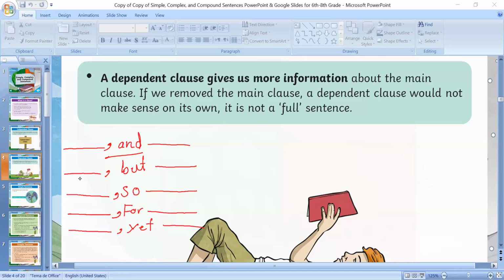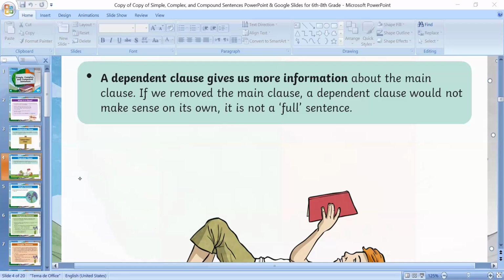Now we studied two different kinds of sentences, simple and compound sentences. Yalla. Abdurrahman, give an example of a simple sentence. I was walking in the park. Thank you. Layla, give an example of a simple sentence.